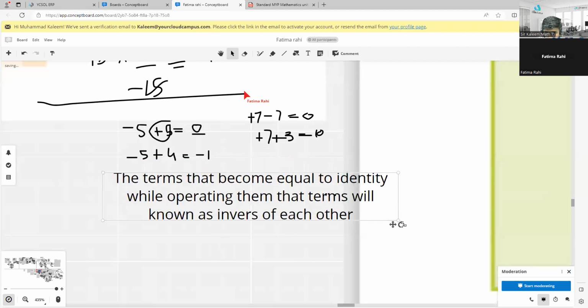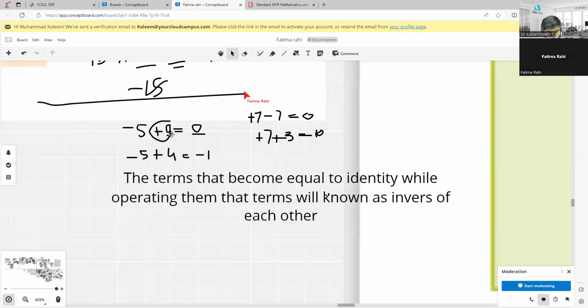Like here, minus 5 and plus 5, when we operate them, they give 0. It means that they give the identity. It means that these two terms are inverses of each other. These two terms are not inverses of each other. Why? Because while operating them, they didn't give the identity. Suppose you have 5 minus 4, they give 1. This one is a multiplicative identity, but here we are doing addition or subtraction. So these are also not inverses of each other.